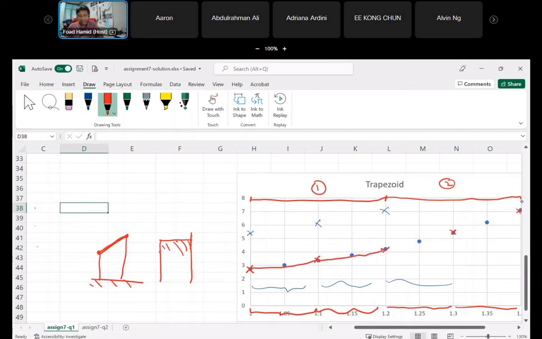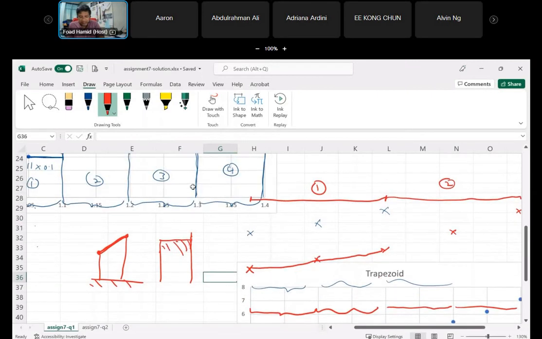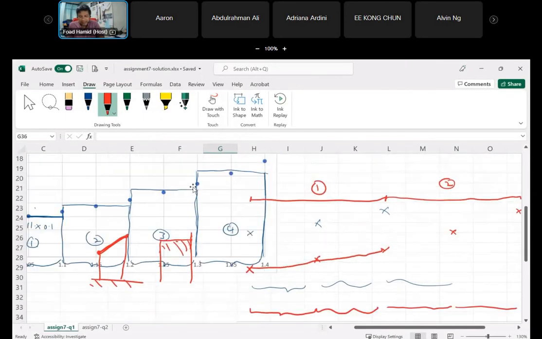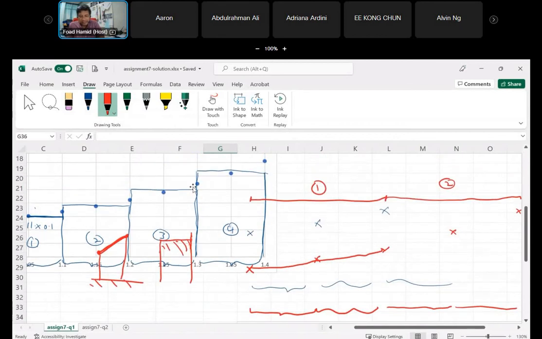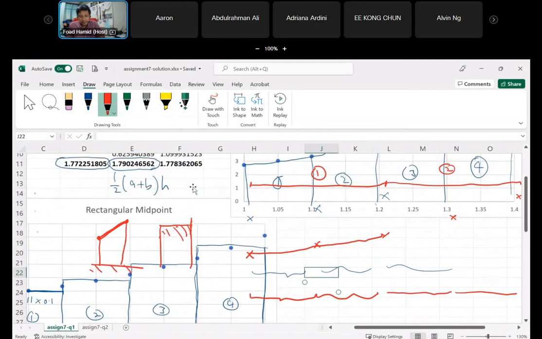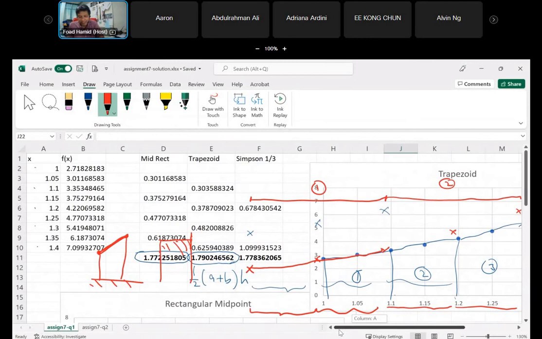And if you see the, again, not responding. If you see the, oh, I don't know what is wrong here. So when I'm using Simpson 1/3 rule, please ignore all those. I can't delete this. I try to delete this, but it won't work.